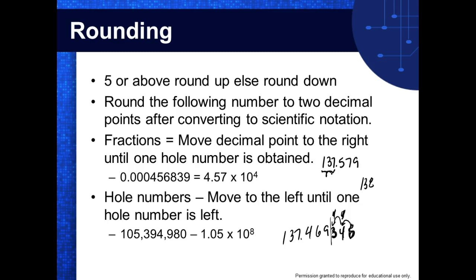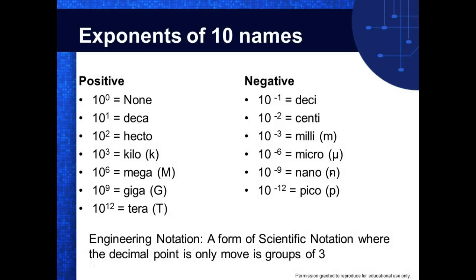Fractionals move decimal points to the right until one whole number is obtained. So exponents, are you okay here? What we do is give exponents names. This is referred to as scientific notation. And this is something else: we use something called engineer notation.